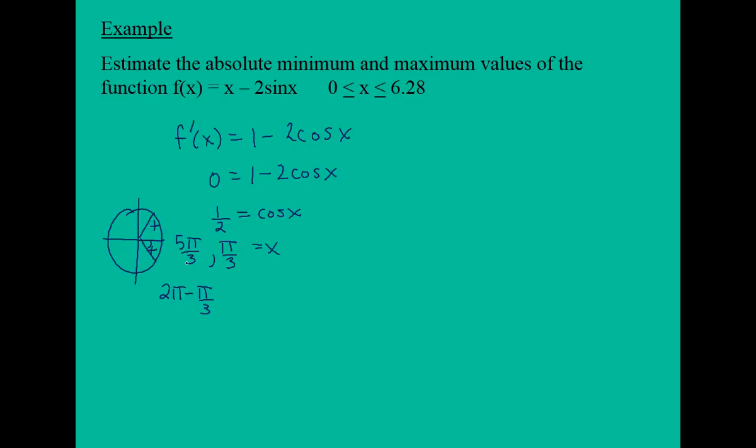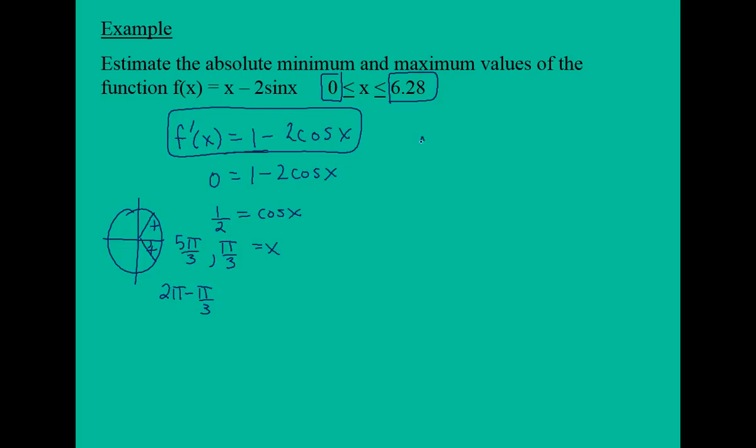Are there any values of x where our derivative is undefined? No, we cannot find any values of x that would make this undefined. So those are our only critical values. Identifying our endpoints, those are given to us here, so 0 and 2 pi. 6.28 was just an approximation for 2 pi.